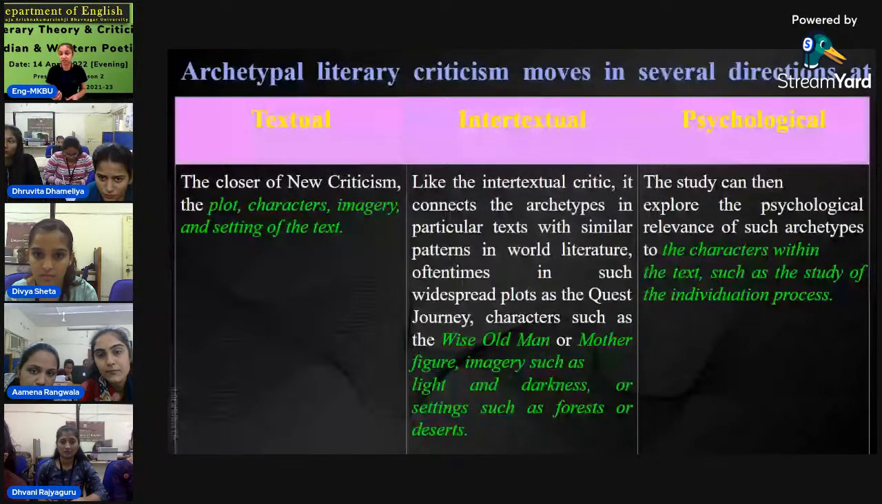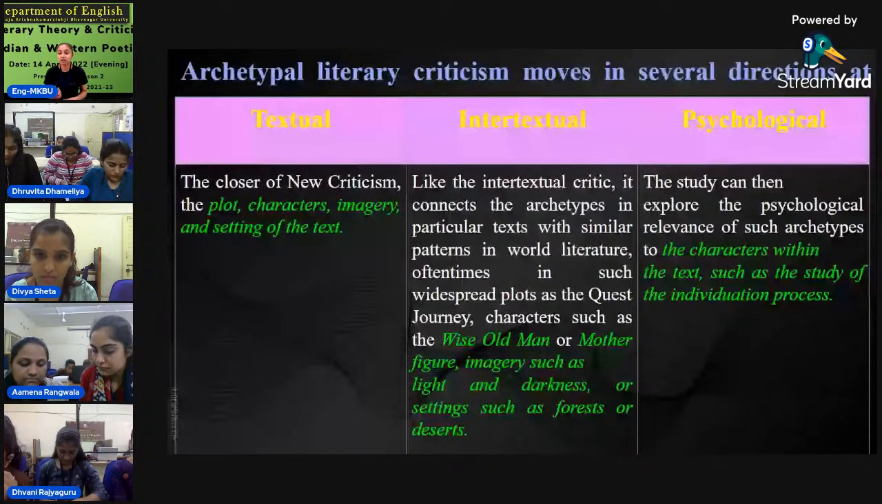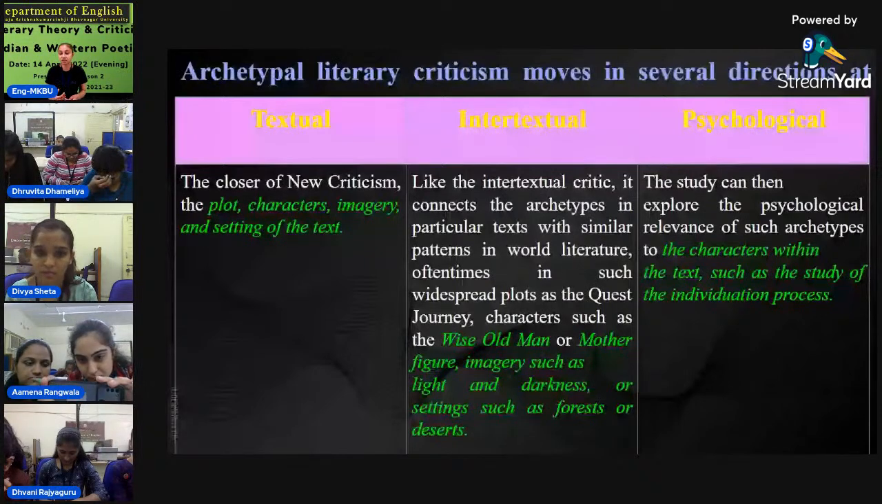Third is the psychological direction, in which the study explores the psychological relevance of such archetypes to the characters within the text, such as the study of the individuation process.